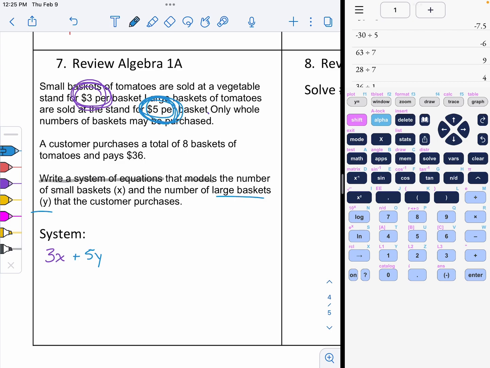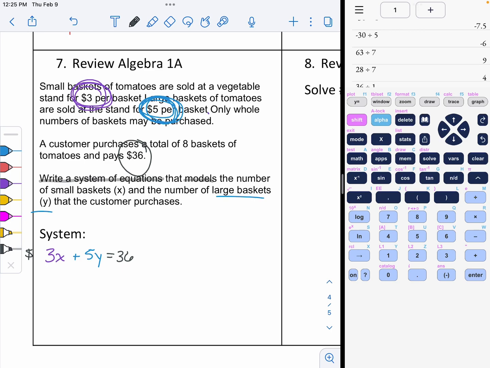So this particular equation has to deal with money. The money for every small plus the money for every big has to equal the total amount of money that you spend, which in this case is $36. Now you might not see that as a y equals mx plus b. However, it is technically a y equals mx plus b if you solve for y.